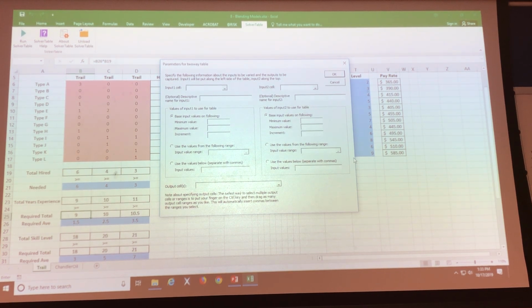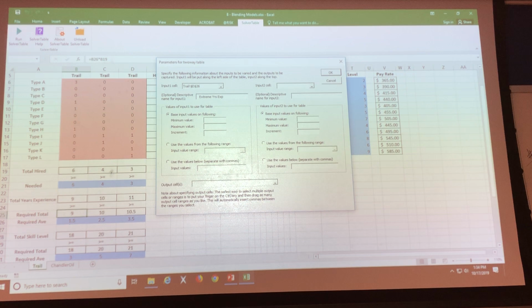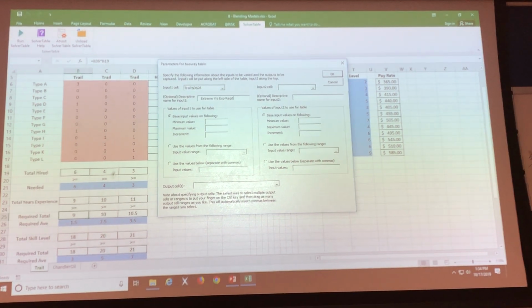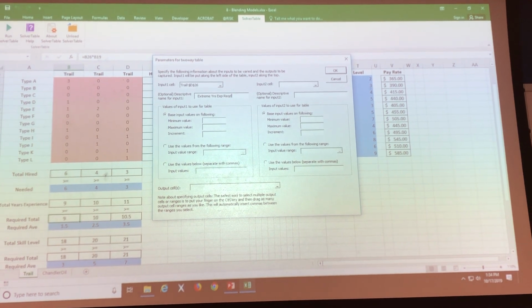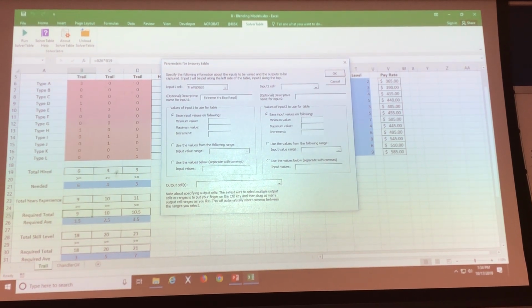And I'll just put both of those in, where one of the inputs is D26. That is the required average skill level for the extreme trail. I'm just gonna try to put this in here in a different way. Extreme, oh, that wasn't skill, I'm sorry, it's years of experience. Extreme years experience required. You abbreviate it however you want, but that is the average years of experience requirement for the extreme trail.